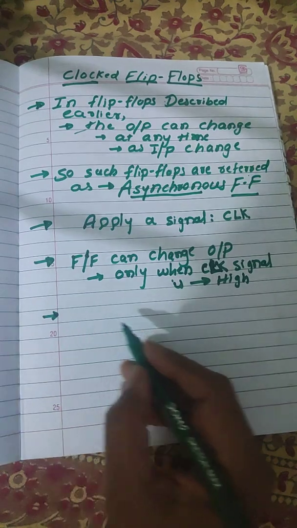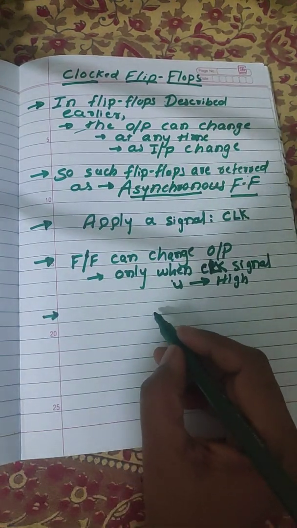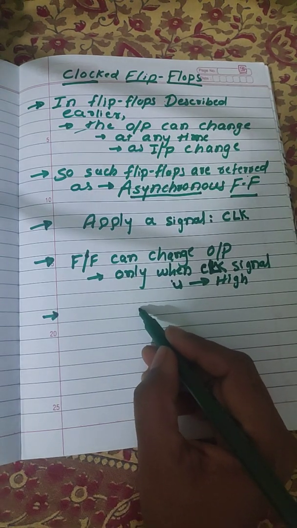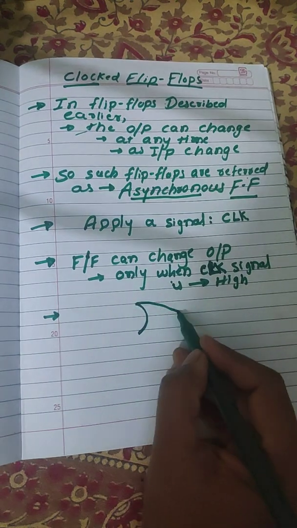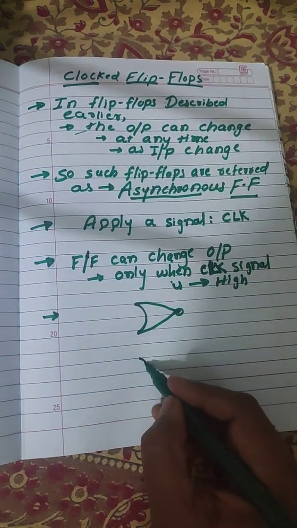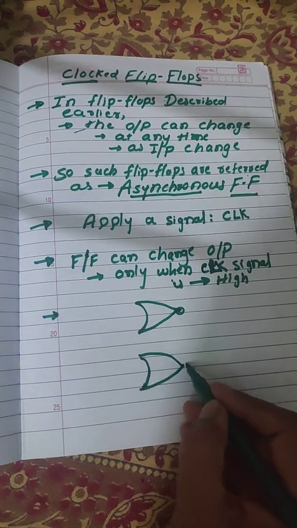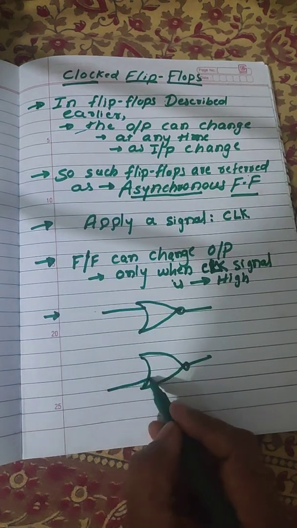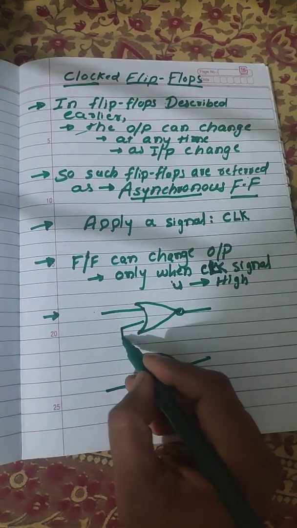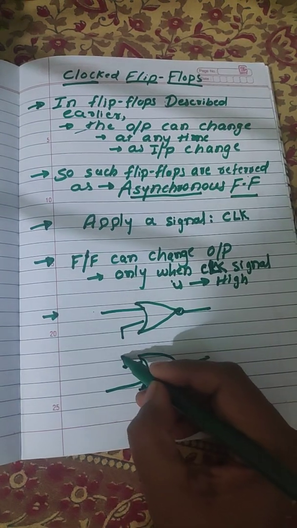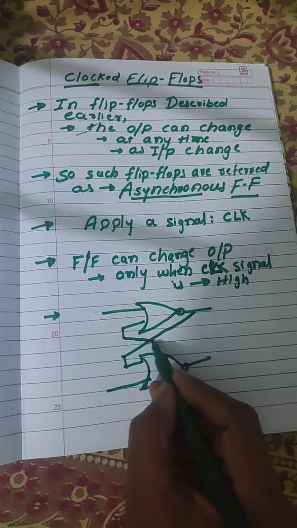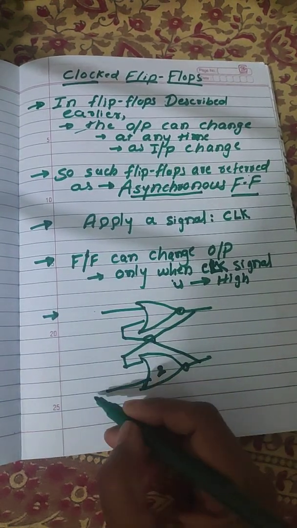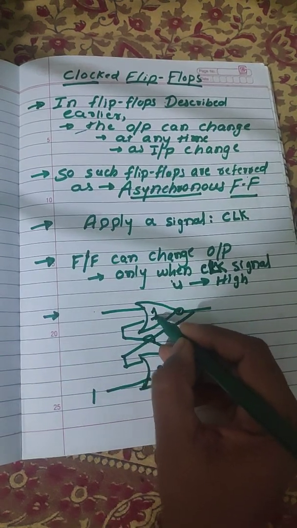So we are going to have a small modification in the circuit diagram. The circuit diagram of our earlier SR flip-flop was in this manner. We had two cross-coupled NOR gates. Here was our S input, here was our R input, and the second input of both the gates was cross-coupled to the output of the other gate. So this is the second gate where R is fed, and this is the first where S is fed.